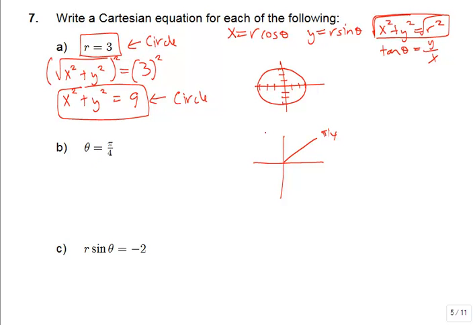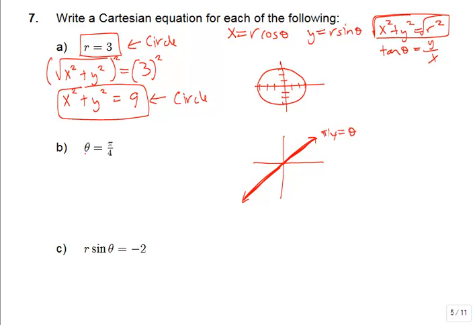So if r is anything positive, it's going to give us all of these points going up and to the right. But if r is anything negative, that's going to swap us over down to quadrant 3 and give us any of these points going down and to the left. So theta equals pi over 4 is this line. So what we would expect to see for our answer here is an equation of a line. So how could we come up with it?